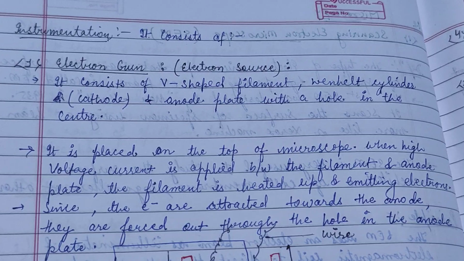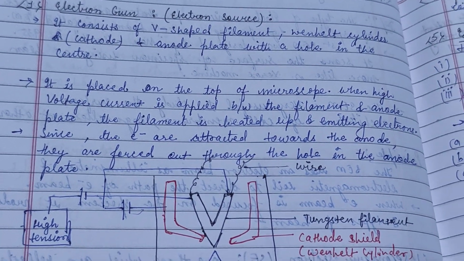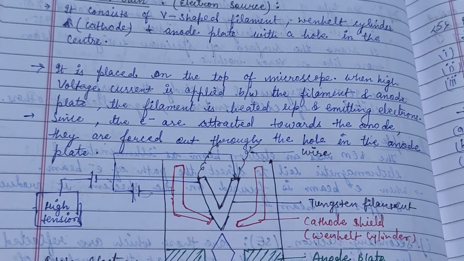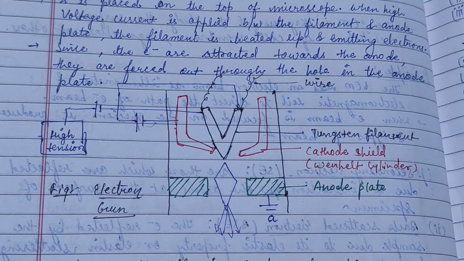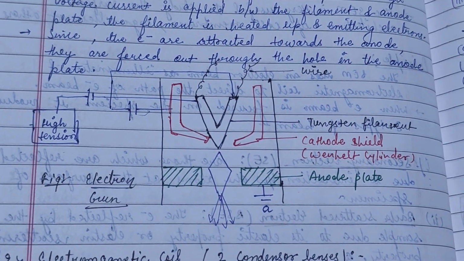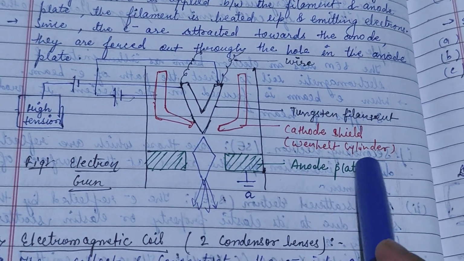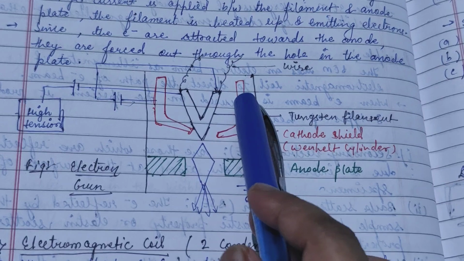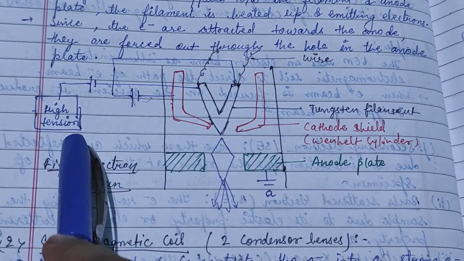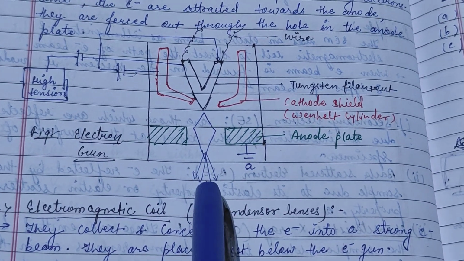Instrumentation of the SEM: it consists of the electron gun. It has a V-shaped filament, a Wehnelt cylinder, and a cathode and anode plate with a hole in the center. The figure of the electron gun is as follows. In this figure, there is the cathode shield, also known as the Wehnelt cylinder, and the tungsten filament, which is a wire attached to the high tension voltage, and the beam passes through this hole.